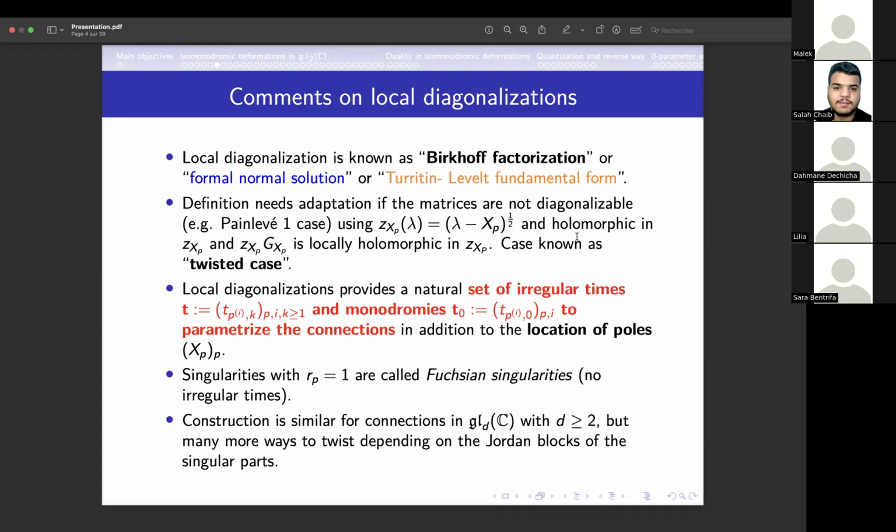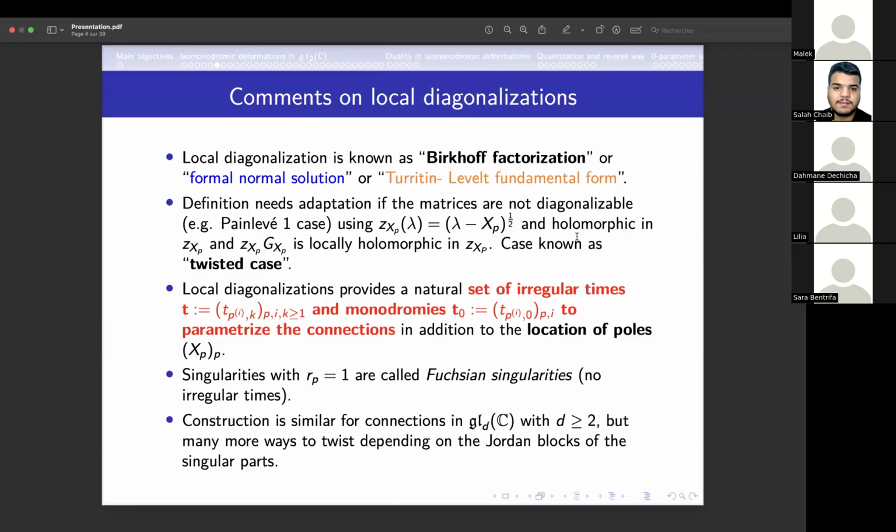So this diagonalization, as I said, gives me two sets of parameters. One of them is the T_{p,k} with k bigger or equal to 1, which are going to be the deformation parameters, the parameters on which I'm going to deform the system, considering isomonodromic deformations, while keeping the other parameters, the T_{p,0}, intact. I'm going to keep them really preserved. And this is what's going to generate the applications later.